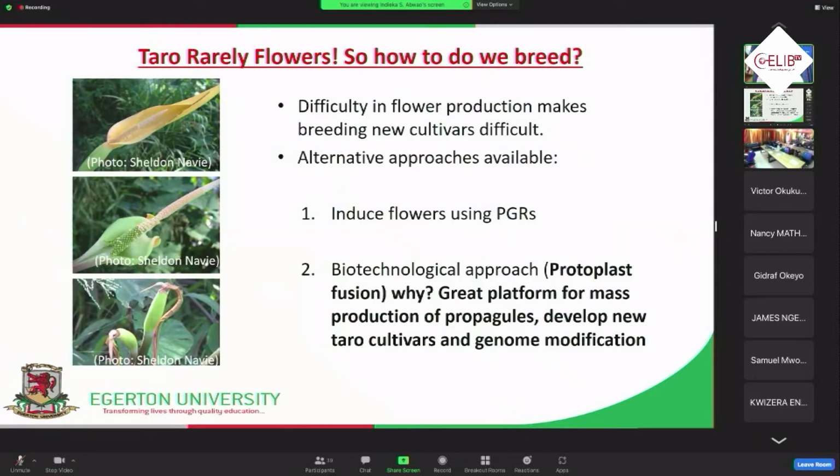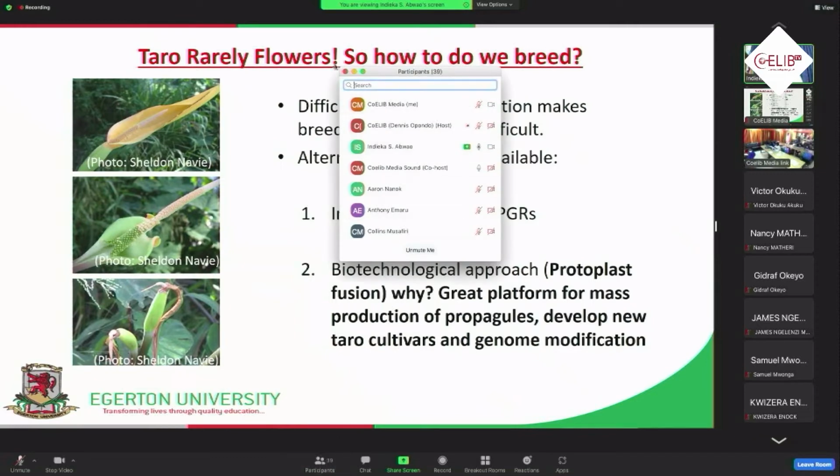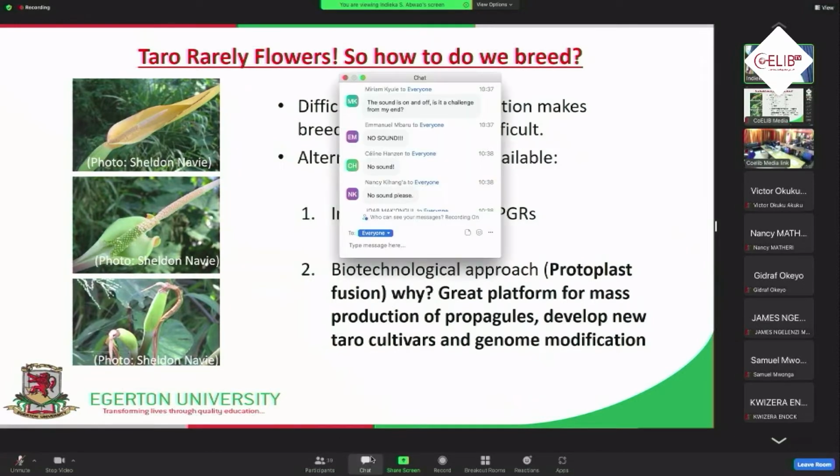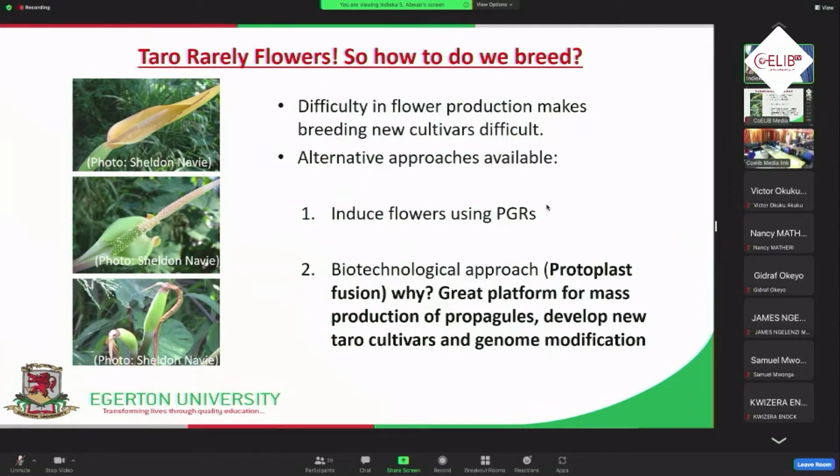Protoplast is a great way of opening up new opportunities, especially for taro, which is regarded as a neglected root crop in Kenya. By developing protoplast fusion protocols, it will also help us in future to produce more propagules, because with vegetative propagation, if you require, for example, 1 million seedlings, then the easiest way to do it is through biotechnological approaches. And protoplast is one way in which you can produce propagules.